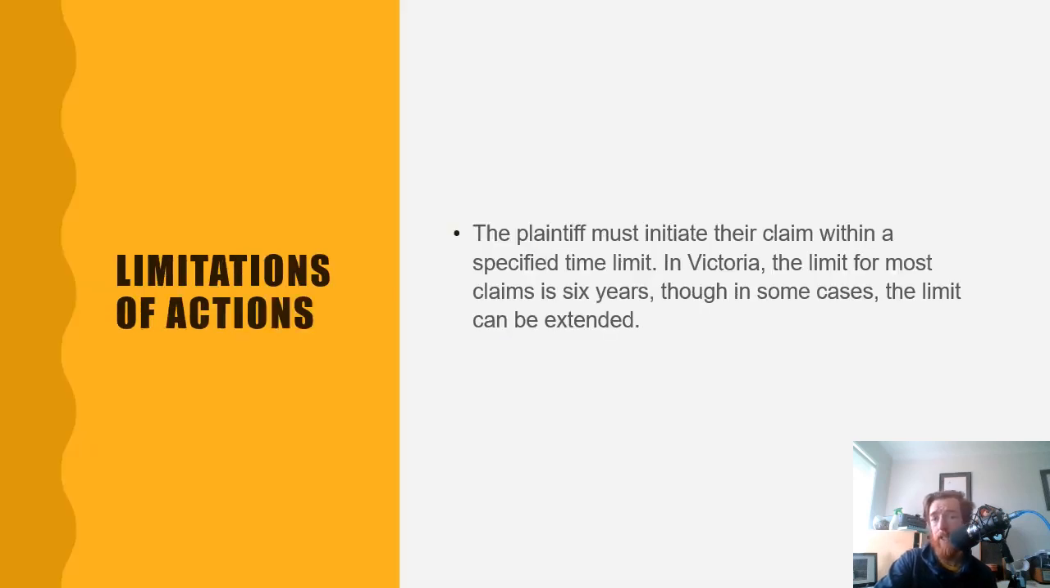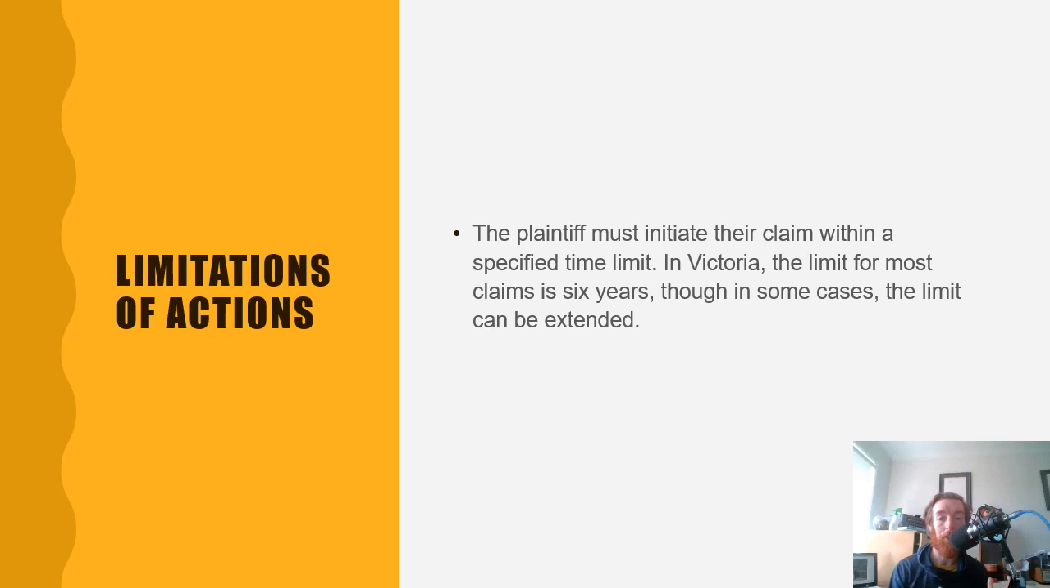There are limitations of actions though, so if you have been wronged, your rights have been infringed, if you've been harmed in some way. In Victoria, the limit for most claims is 6 years, although in some cases the limit can be extended. So if you're wronged this year and then in 2027 you start being worried about it and want to take action about it, that's too late. You can't. There can be some situations where it is relevant, but for the most part it's 6 years.